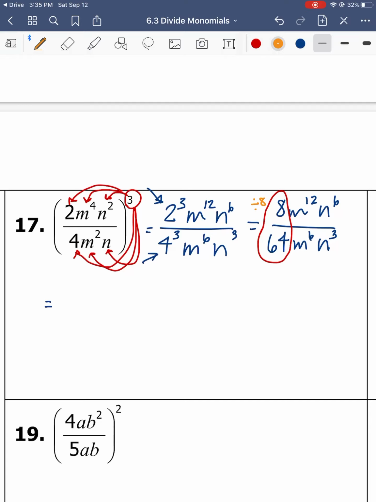Okay, and it looks like we can divide both by 8, and that leaves us with 1 as a coefficient in the numerator, so we won't write it in. We have m to the 12th, n to the 6th. And then 64 divided by 8 is 8. Then we'll keep m to the 6th, n cubed. All right. Now let's subtract these exponents, okay? So we have m to the 12th in the top, m to the 6th in the bottom. So we're going to have m to the 12 minus 6, which is 6. And then n to the 6 minus 3, which is 3. And then we'll keep 8 in the denominator there.